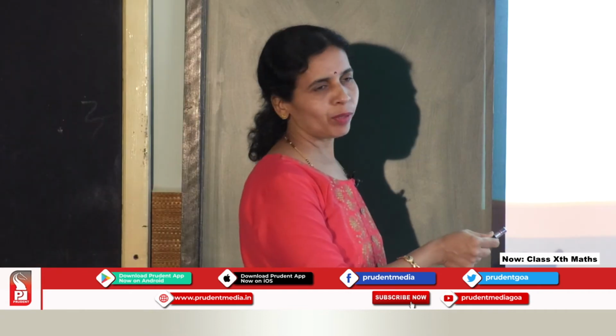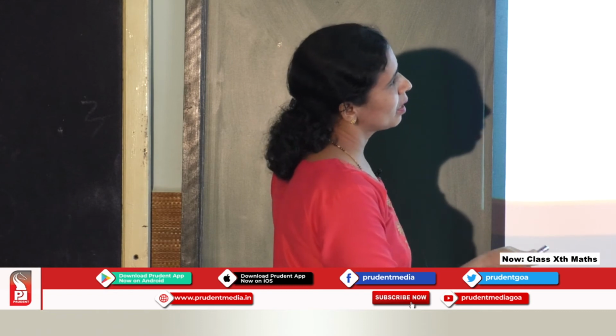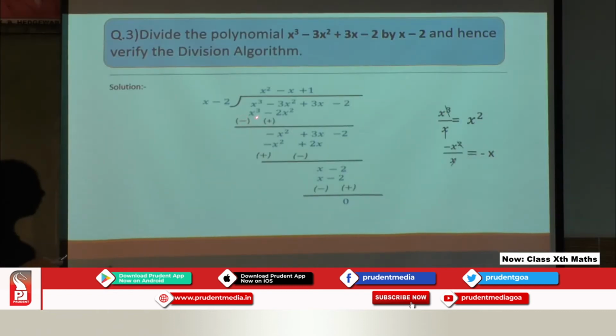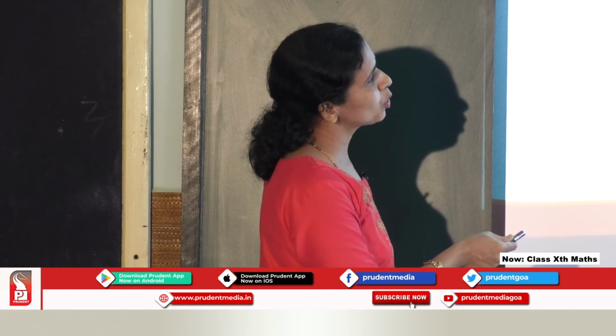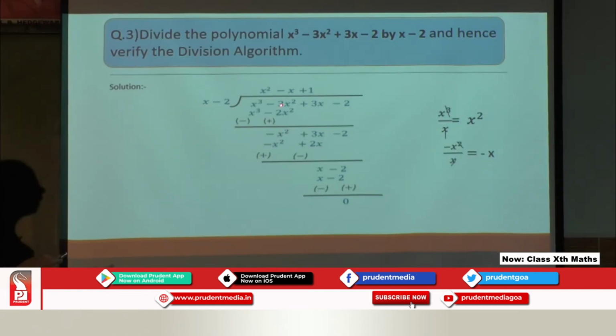Now next step, we should subtract this. So the positive sign changes to negative and negative changes to positive. Now again, x cube cancels, equal to 0. Then minus 3 plus 2 is minus 1, so minus x square. Again bring the term down, 3x, and bring minus 2 down.